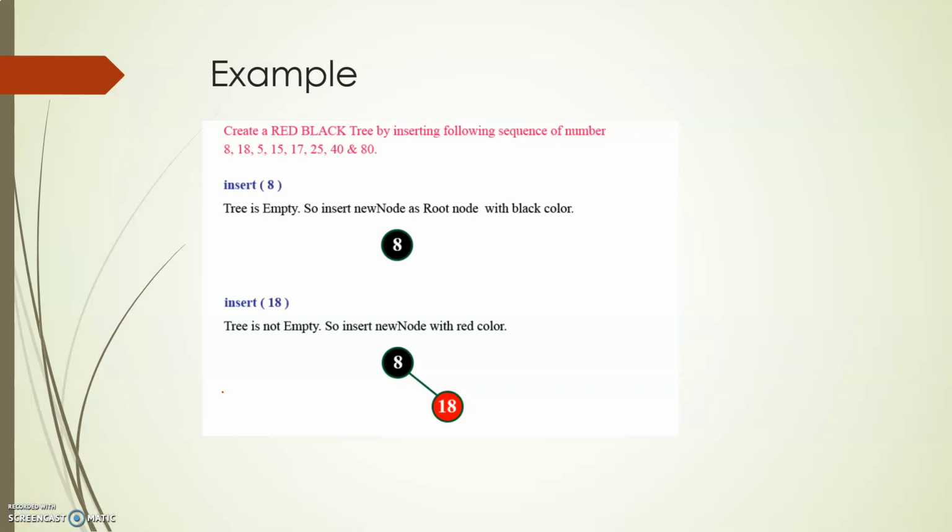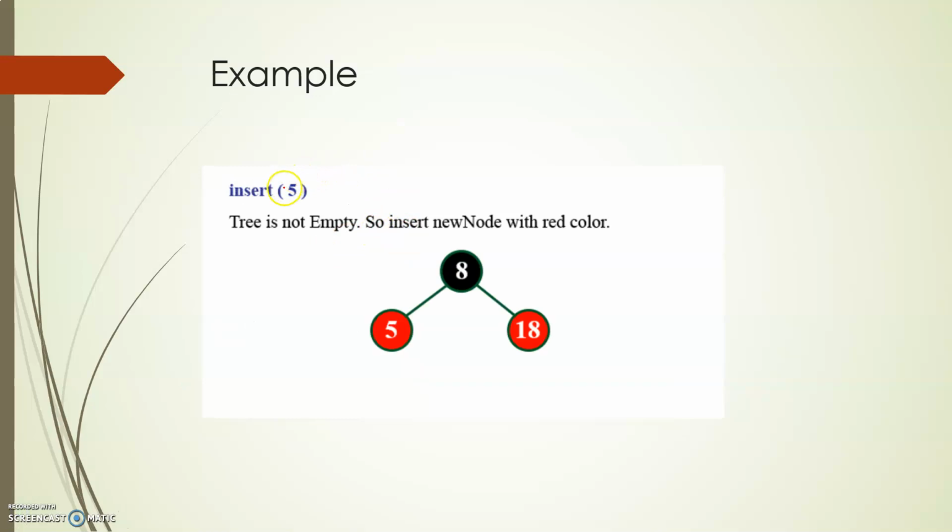Now we have to insert 18. Since the tree is not empty, and 18 is greater than 8, it will be inserted as the right child, and since it's a new node, it will be colored red. Next, we have to insert the 5 node. 5 is lesser than 8 and it's a new node, so it will be inserted as the left child of 8 and it will be colored red.